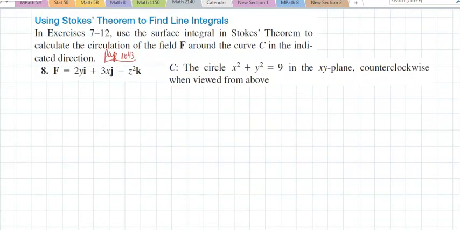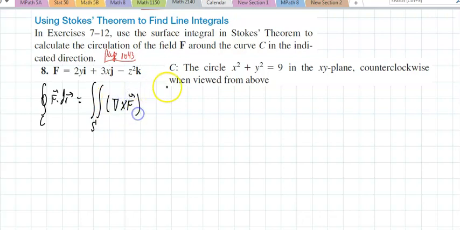Let me look at the first example. I'm looking at page 1043, problem number 8, directions in 7 through 12. Use the surface integral in Stokes' Theorem to calculate the circulation. We know they're talking about F dot dr, and according to Stokes' Theorem, which is provided on the final exam, it's going to be the curl of F dot n d rho.